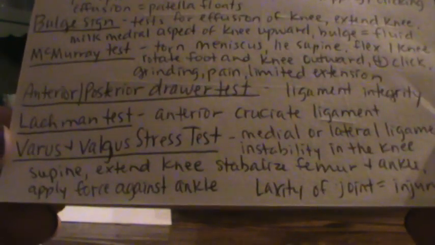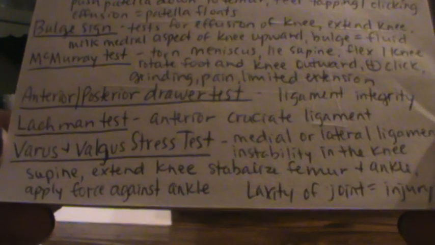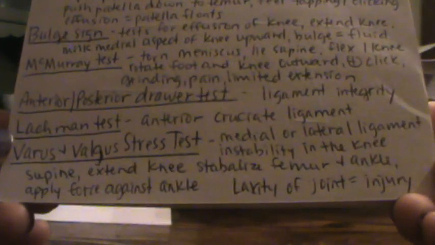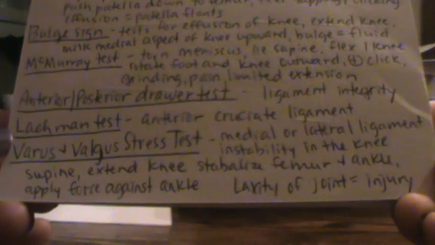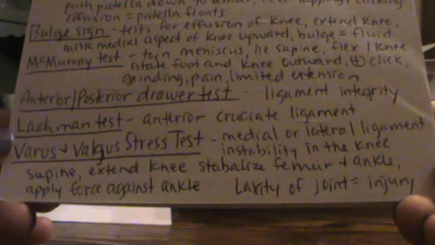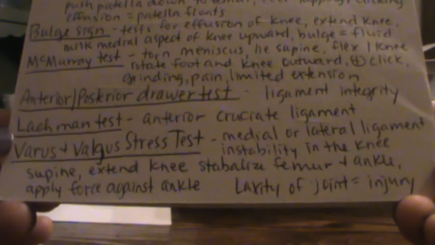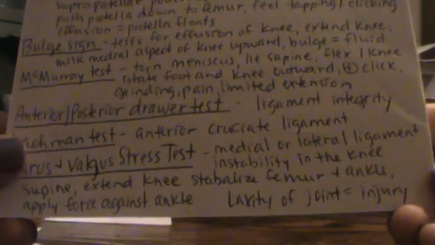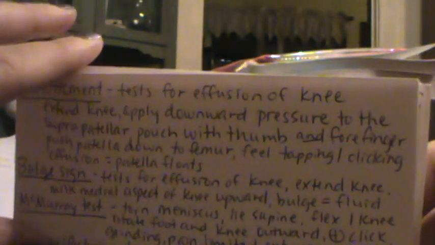The last one there is the varus and valgus stress test. It tests for medial or lateral ligament instability in the knee. We want the patient to lie supine and extend the knee. We're going to stabilize the femur and the ankle and apply force against the ankle. If there's laxity of the joint, then that indicates injury.